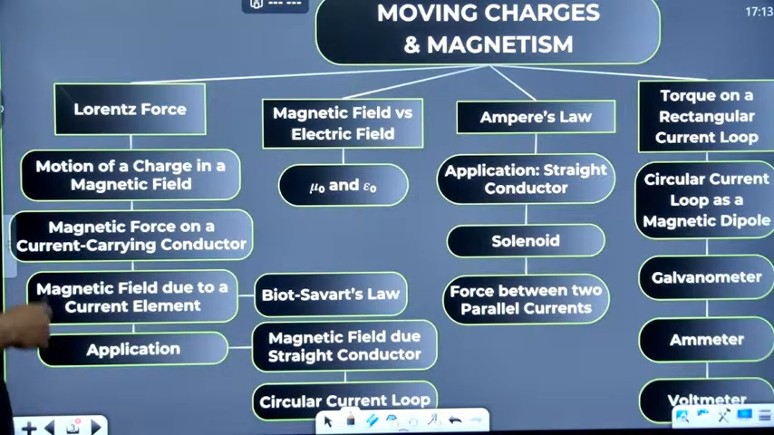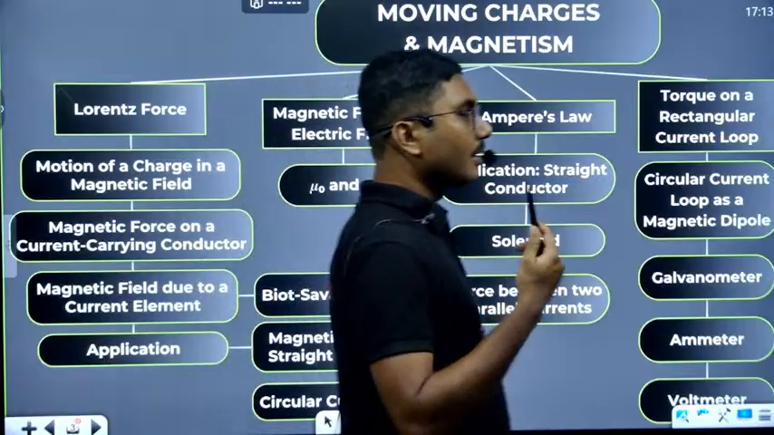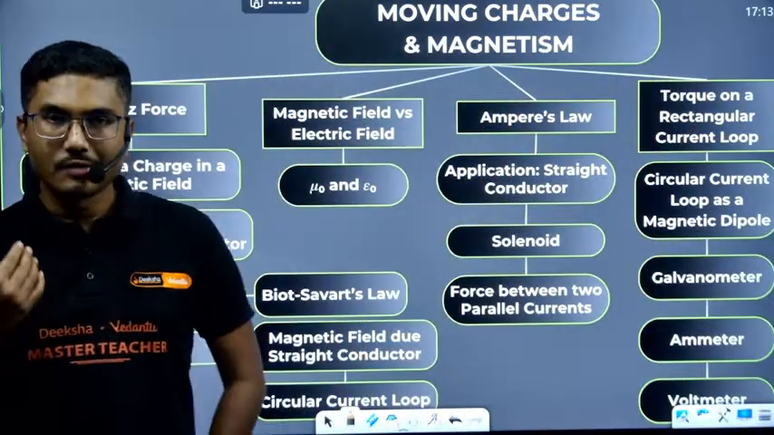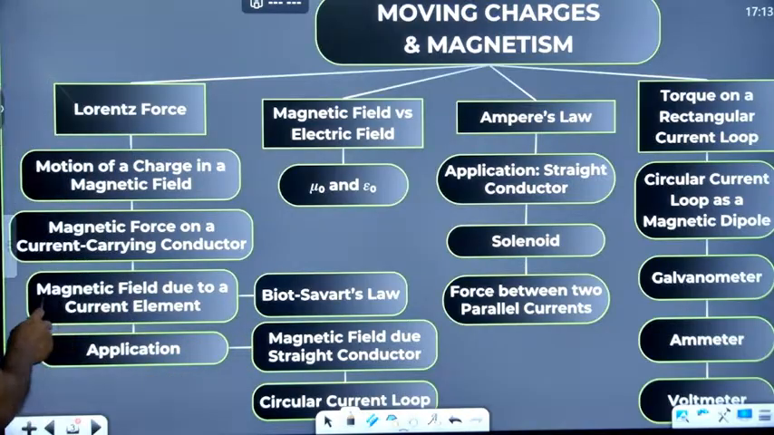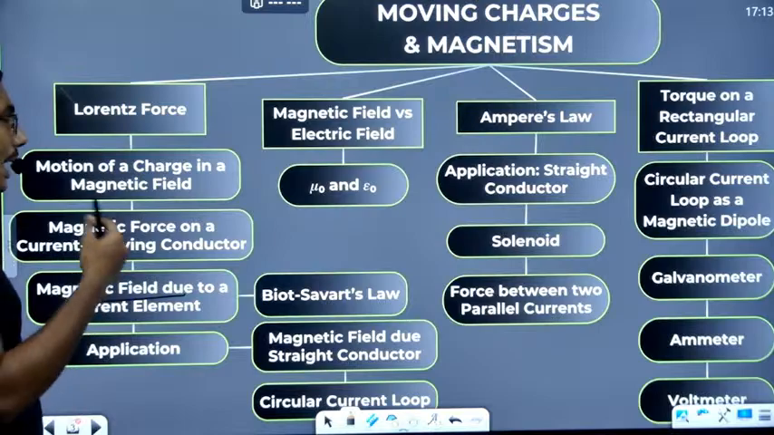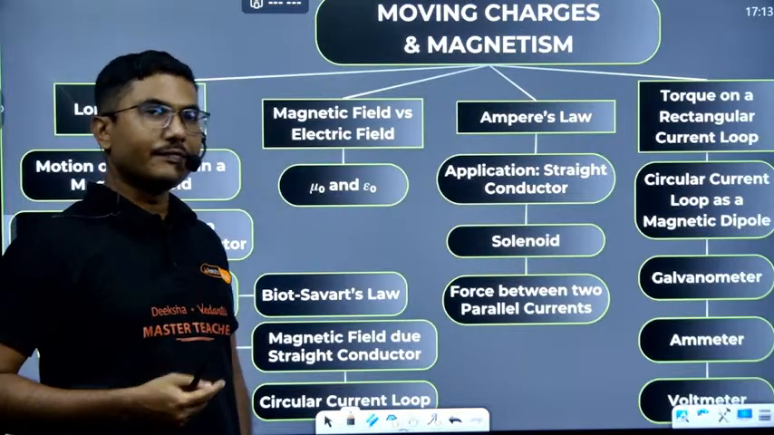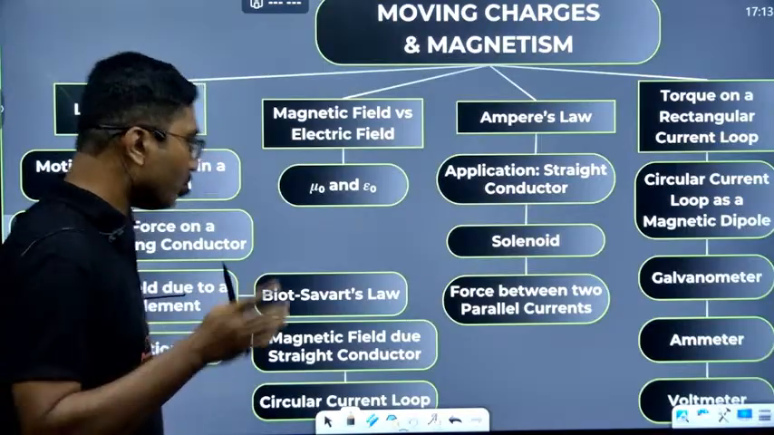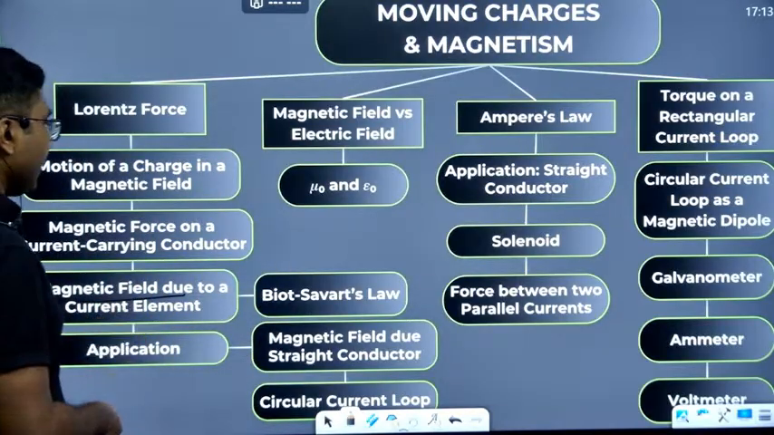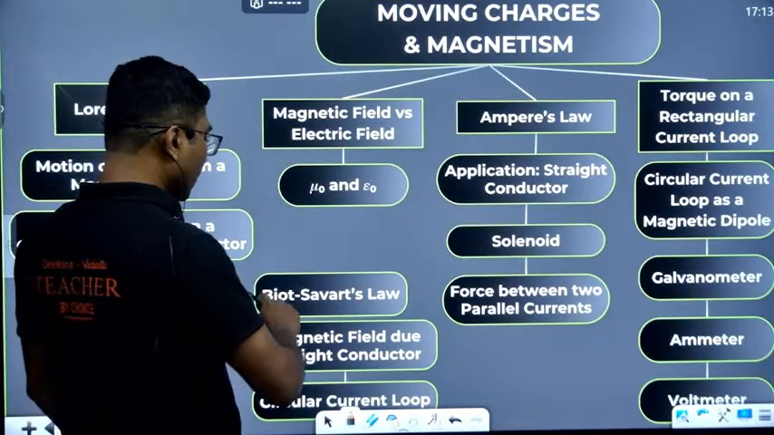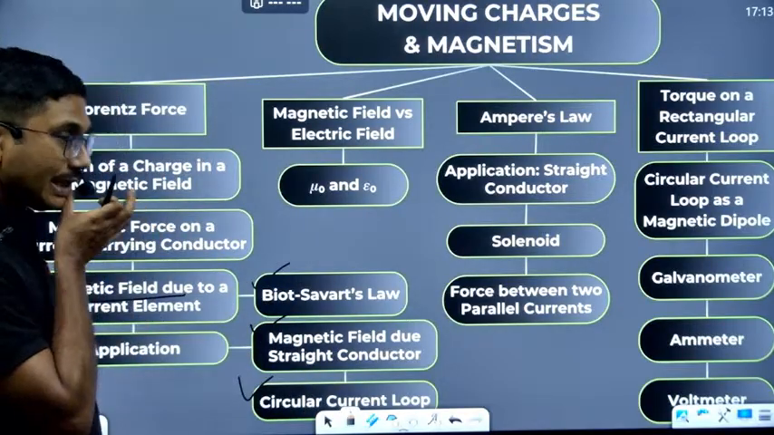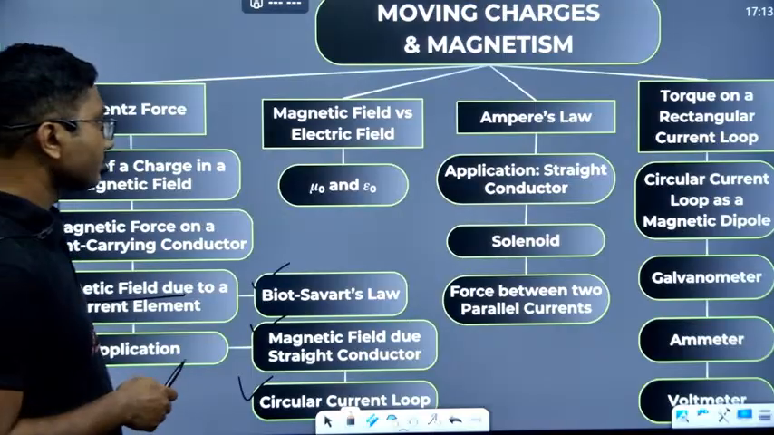Now, because a current carrying conductor experiences a magnetic force, it should also produce its own magnetic field as well. That magnetic field we have calculated due to a current carrying element using Biot-Savart's law, and then we applied it to find the magnetic field due to a straight wire as well as a current carrying loop. We will see that again in today's session as well. So these two, the magnetic field due to a straight conductor and due to a circular current loop, are the applications of Biot-Savart's law.